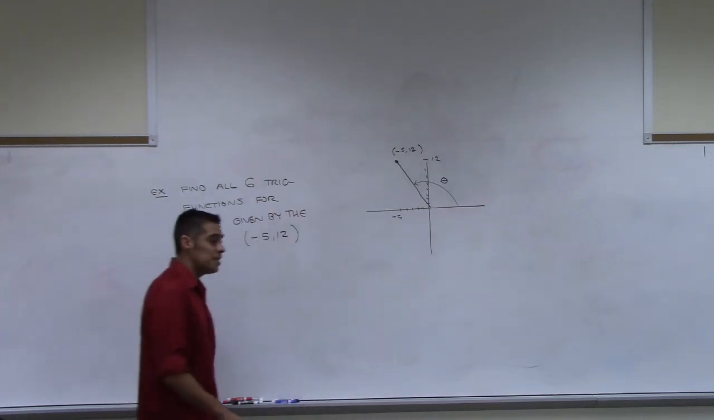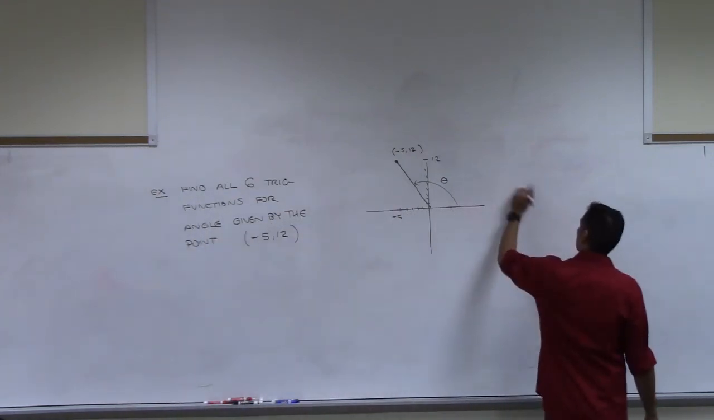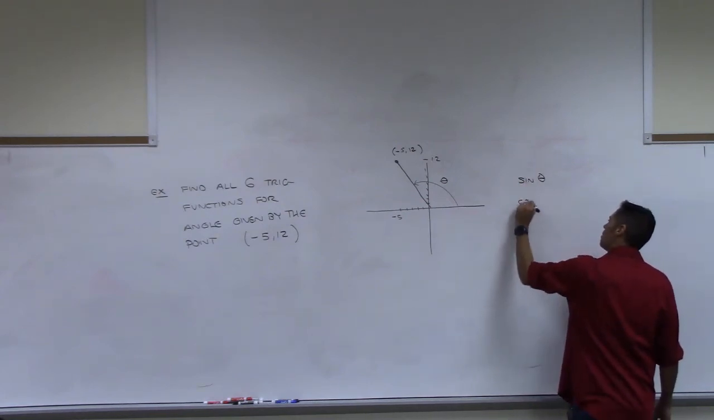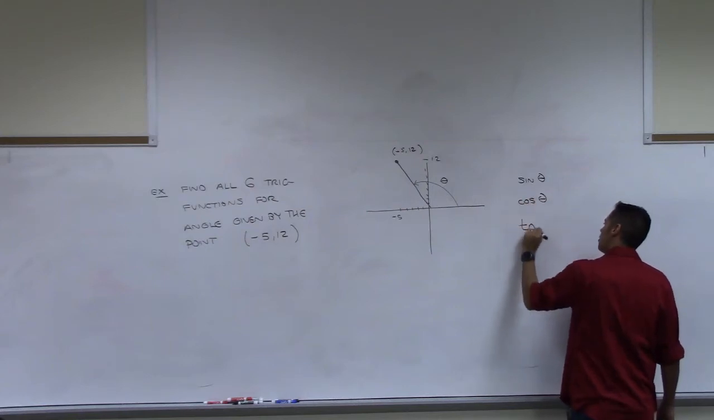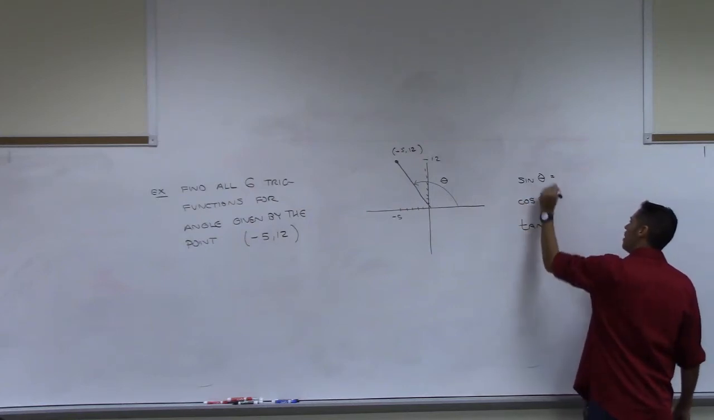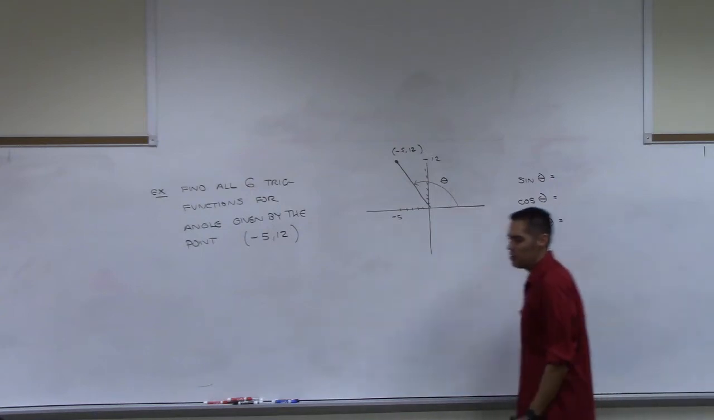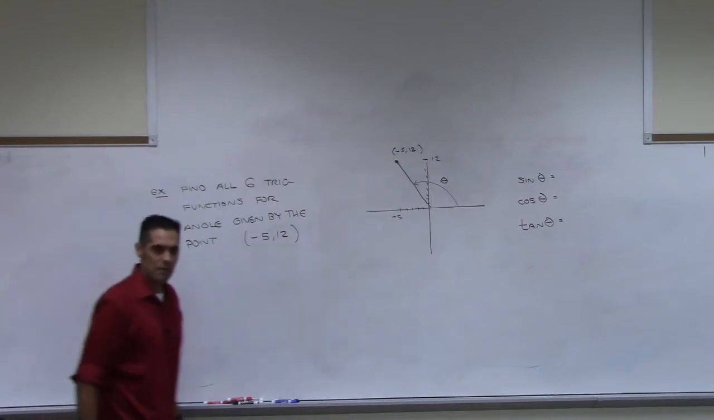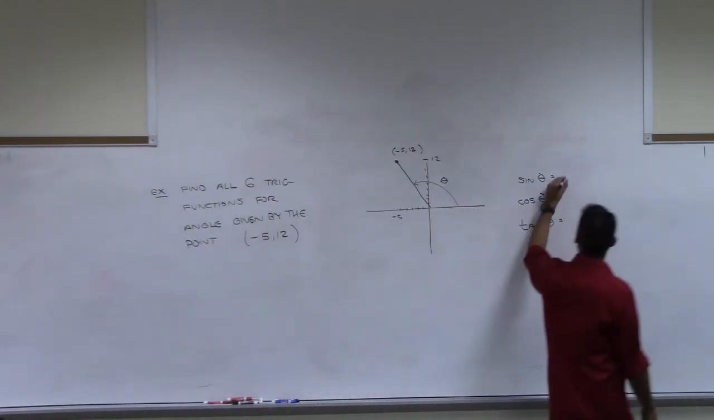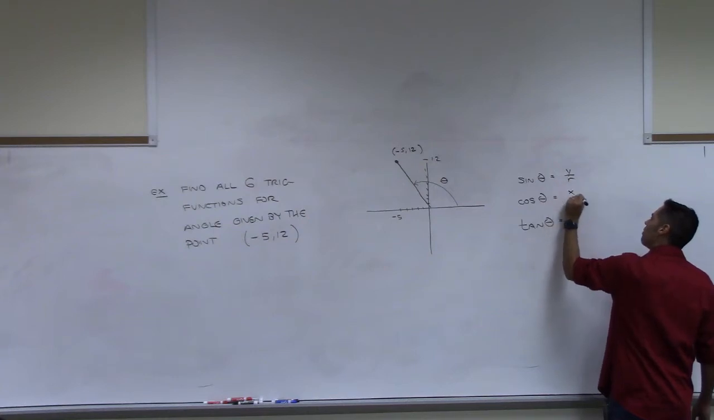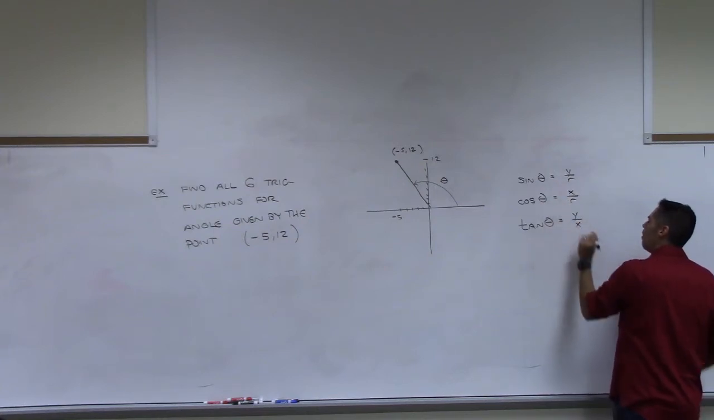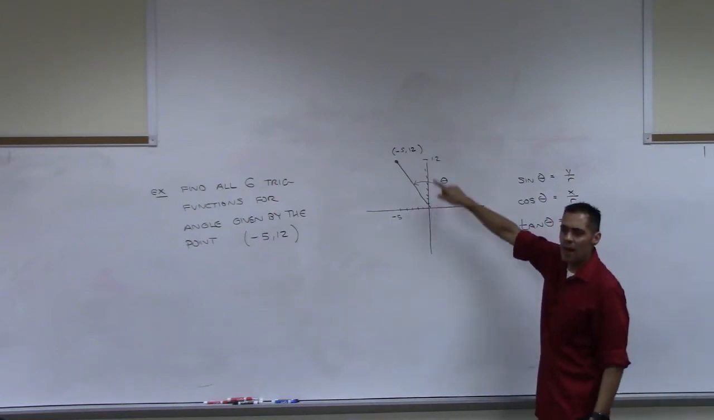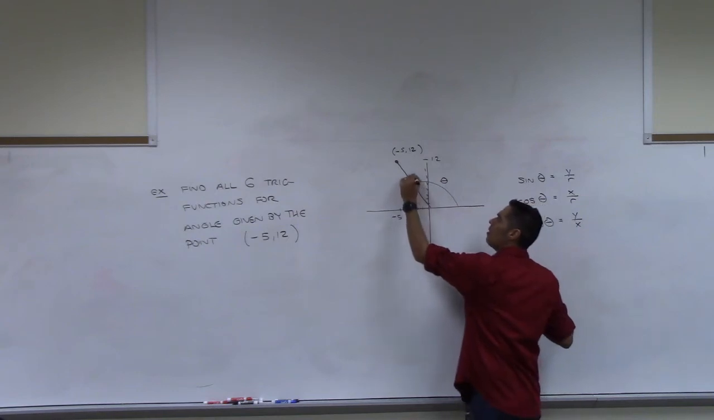Now we need all 6 trig functions. So let's see if you remember what we learned last time. If you are looking at sine, cosine, tangent, let's just start with those 3. What are the definitions of those 3 trig functions according to last class? Y over R, X over R, Y over X. Good. And what is R in this? It's the radius, which is the distance from the origin out to the point, right? So we'd need to figure out what R is here.